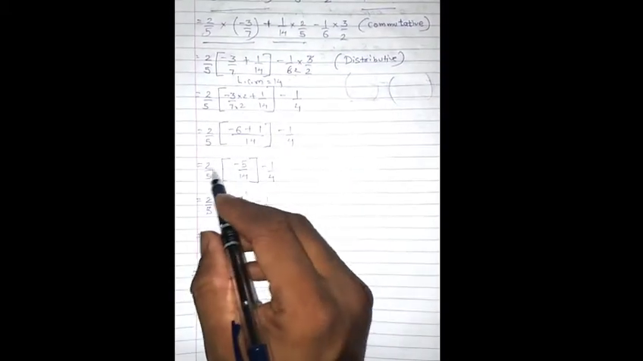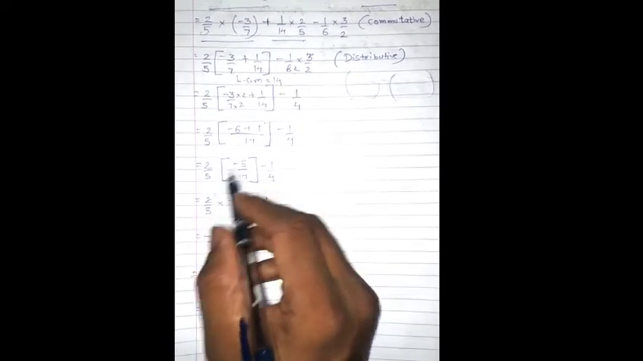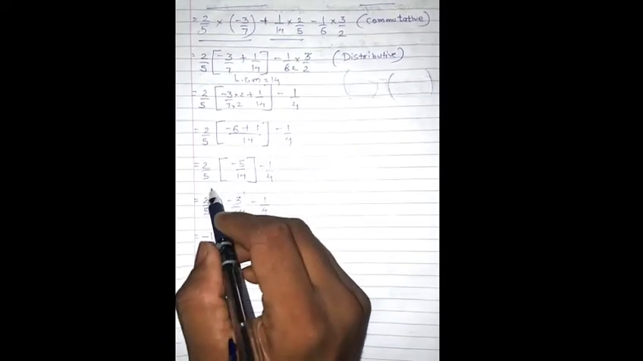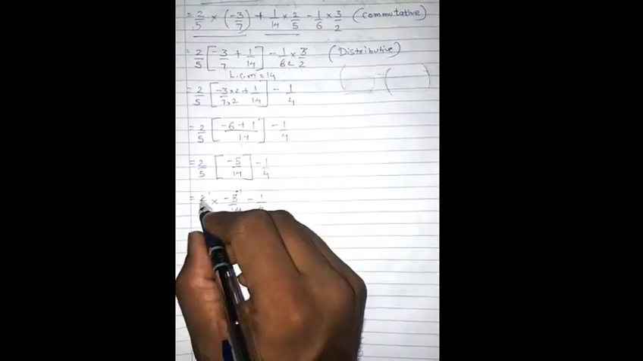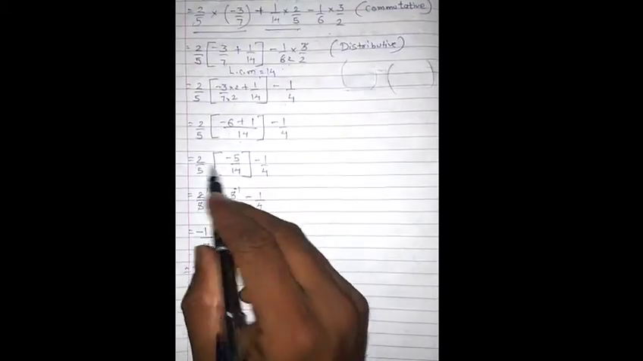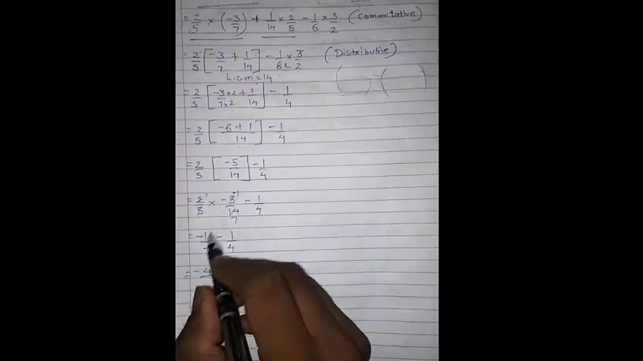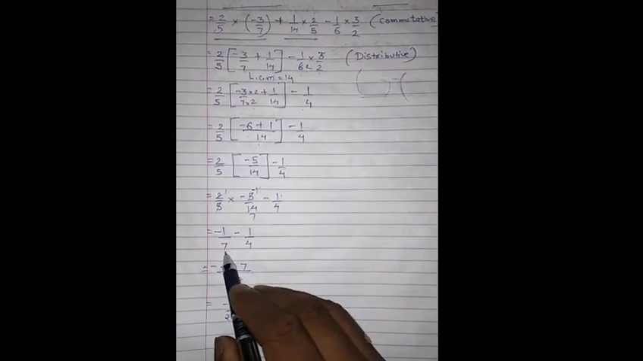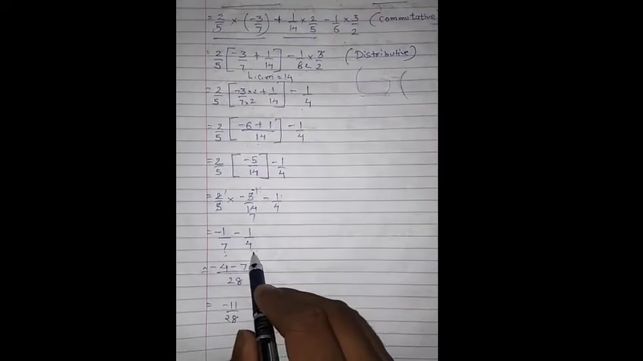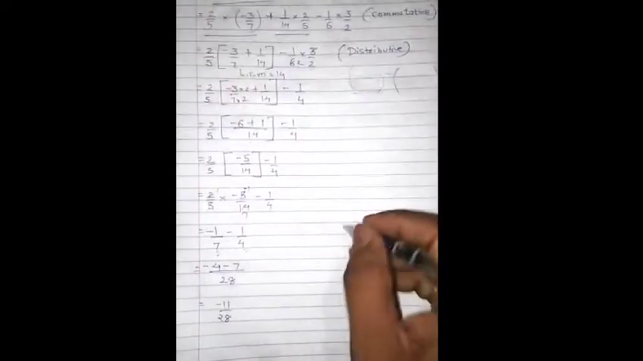Now you have to resolve the bracket over here. If cancellation is possible you can do it, or you can do multiplication also. The 5 ones are 5, negative 1 is there, and 2 7s are 14. So here negative 1 upon 7 and here 1 upon 4. Now again the denominators are not the same, so again you have to find the LCM. So how to find the LCM?